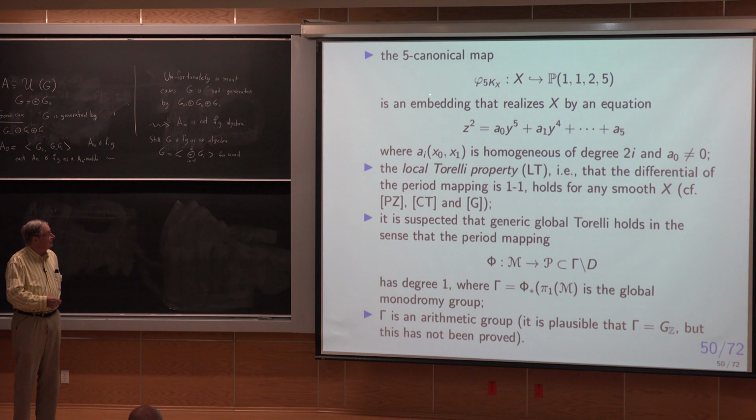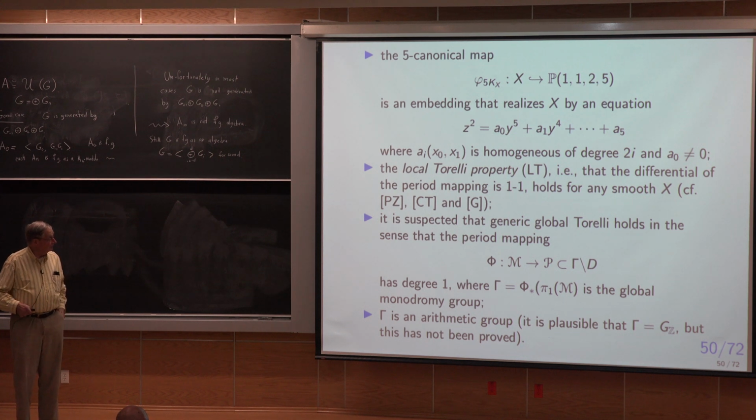And you can then figure out the equation of this surface in the weighted projective space. So x0, x1 have weight 1, y has weight 2, z has weight 5. This is its equation. So one knows, well, you can hold these surfaces in your hand, so to speak. These are equations.